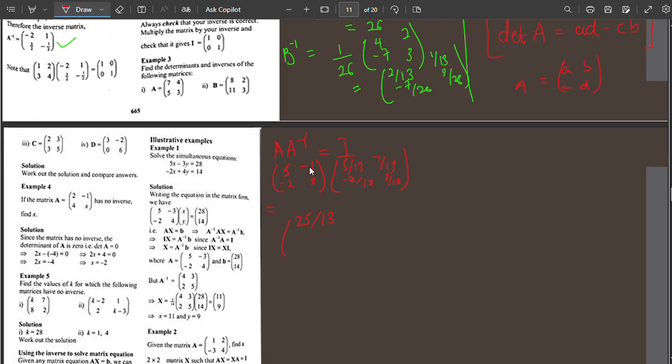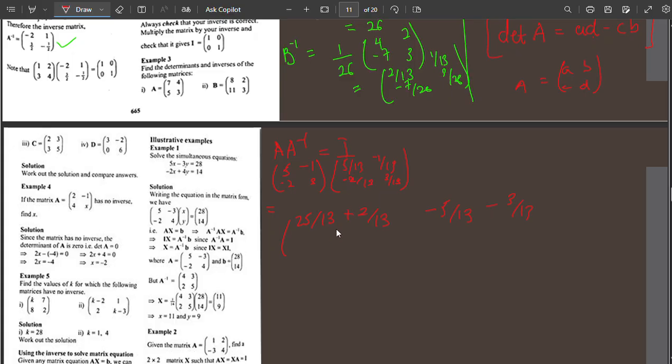Plus 1 times 2 over 3, right? 1 times minus 2 over 3, that will be plus 2 over 13. Right, then the next one, 5 times this, we have minus 5 over 13, then 1 times this, we have minus 3 over 13.